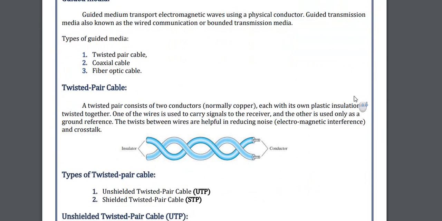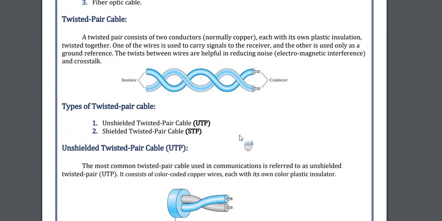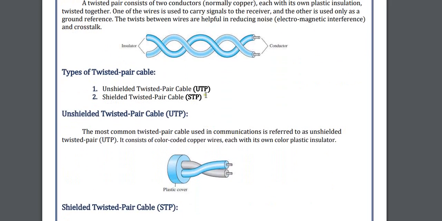Now the guided media. It has some types. Suppose we have twisted pair cables. Why is it called twisted pair? You can see in this diagram that the wires are twisted around each other. That is why it is called the twisted pair cable. Here we have the insulator section, which is the outside rubber, and the conductor is the main wire in the twisted pair cable. The twisted pair cable has two types, UTP and STP.